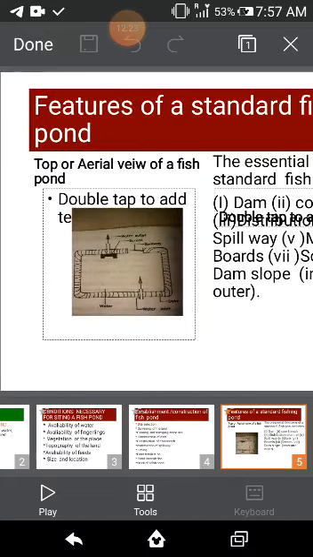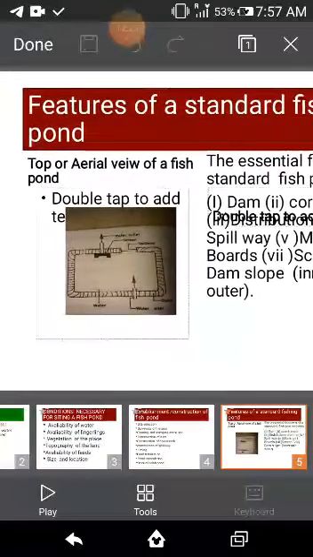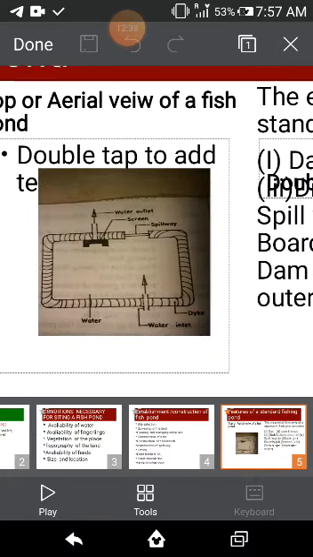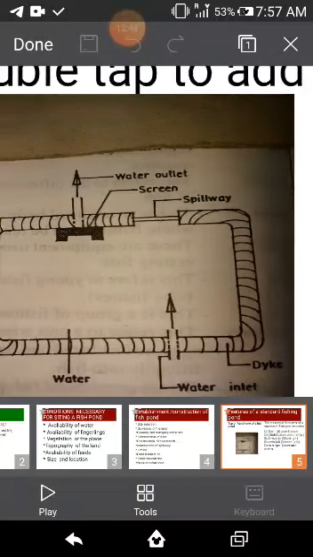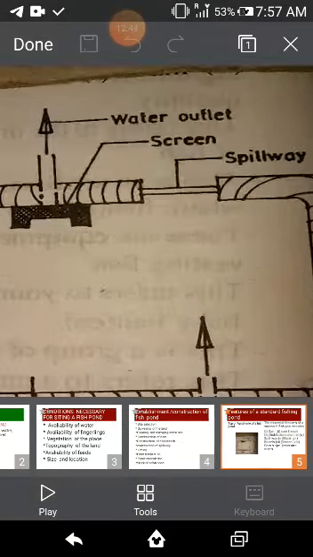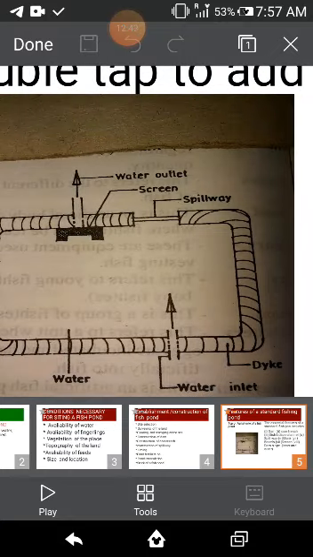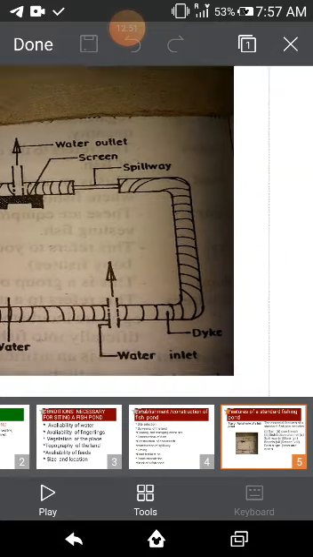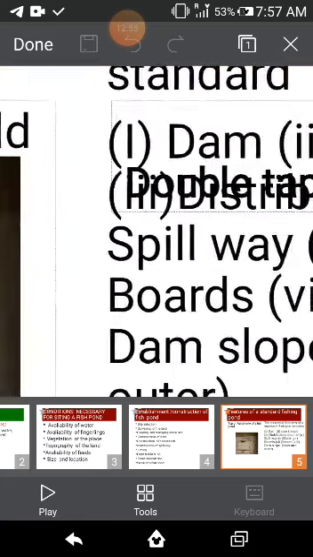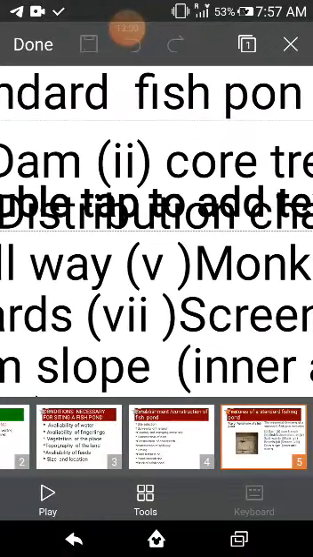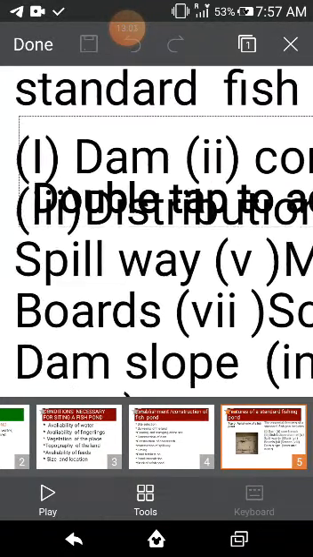Features of establishing a fish pond. When you look at the diagram below, you see where we have our spillway, our water outlet, water inlet, and many others. Then in features of establishing a fish pond, there we have 1.